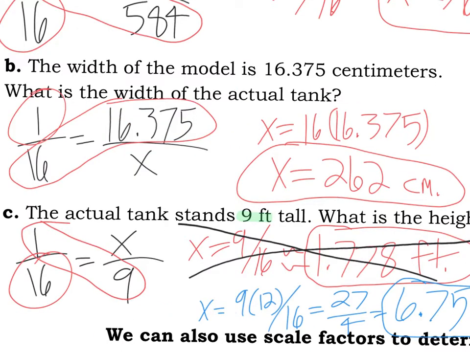On B, it says the width of the model is 16.375 centimeters. What's the width of the actual tank? So I have the scale on top of the actual. 16.375 is the scale, so put that on top of the actual, cross multiply and divide. You're going to just multiply the two 16 numbers together and then divide by 1. So that's not going to change the value. So 16 times 16.375 is going to get you 262 centimeters for the actual width of the tank.